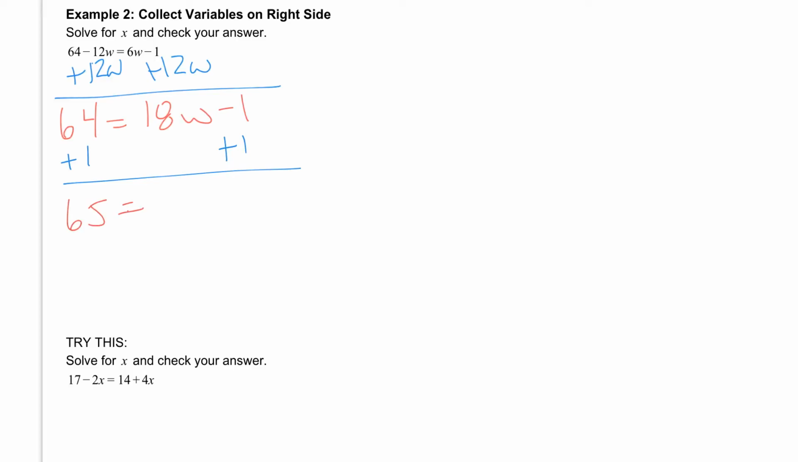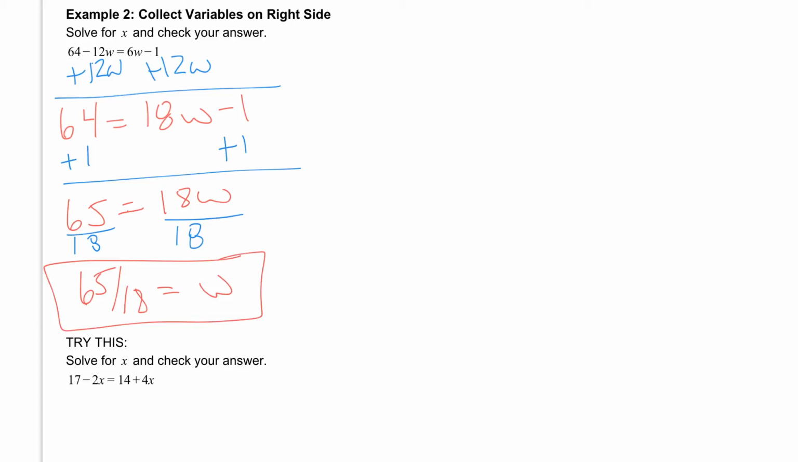And then on the right-hand side I have negative 1 plus 1, which will give me 0, so I'm left with just 18w. Then I have to get rid of that 18, so I need to divide both sides by 18. And 65 divided by 18 is going to give me a fraction, which is 65 over 18. It can't be simplified. So I get an answer of 65 over 18 equal to w.